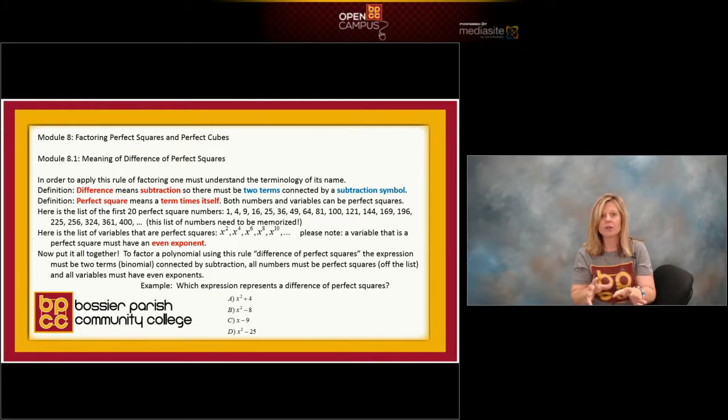So it's very important that when we do the rule difference of perfect squares, we first make sure our expression has all those key ingredients.